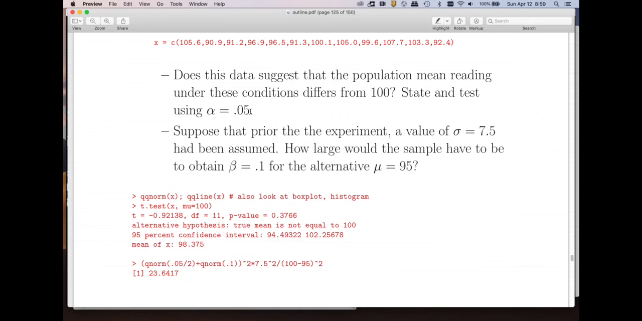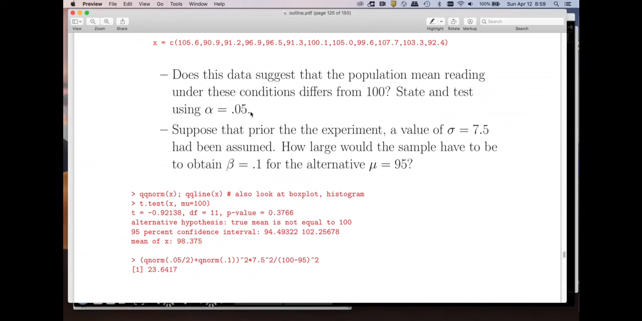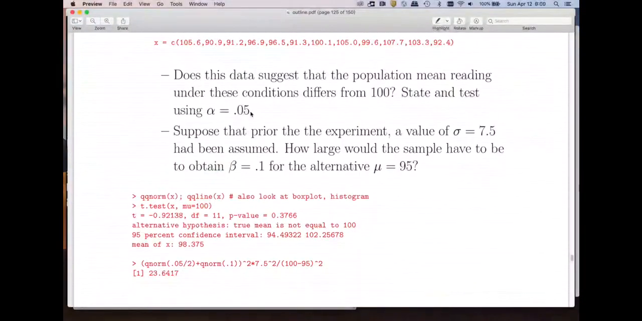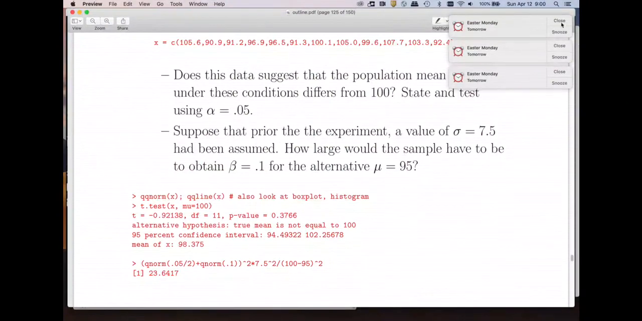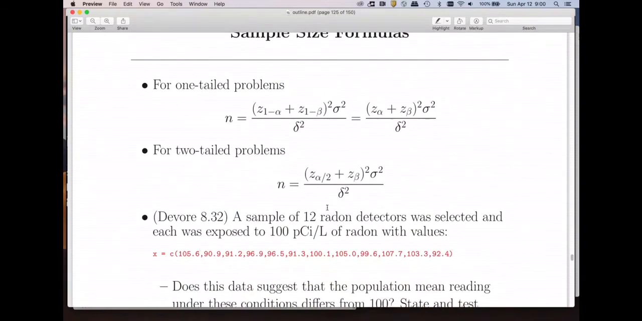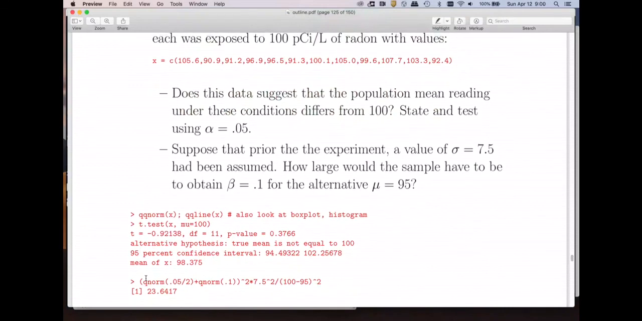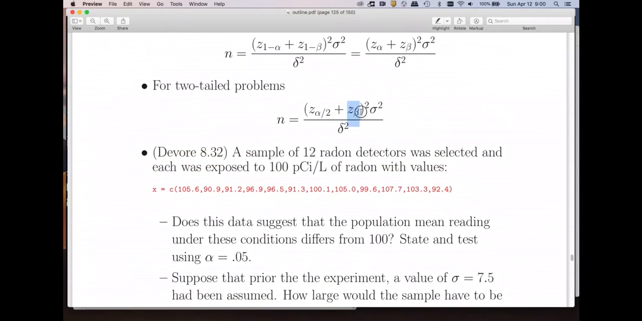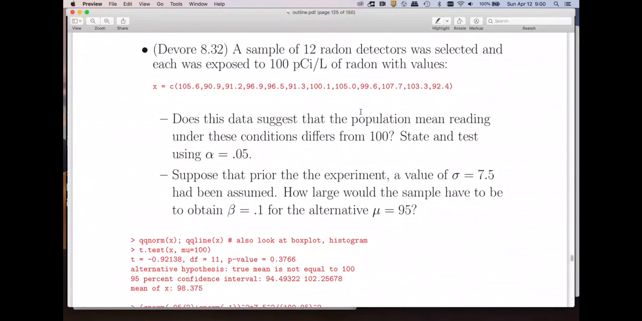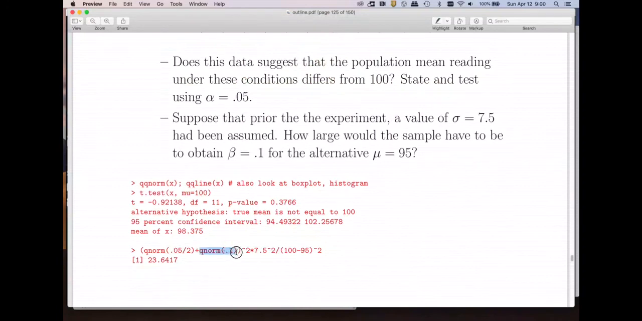1.96 if I have a two-sided alternative. I'm going to type numbers into this formula right here. So z alpha by 2 would be this qnorm. I got 5% divided by 2. This would be 1.96. Then the next term is going to be z beta. So this would be qnorm 0.1. I can tell you right now that's going to be 1.282.